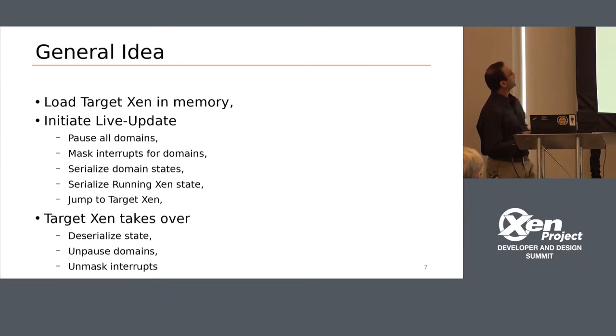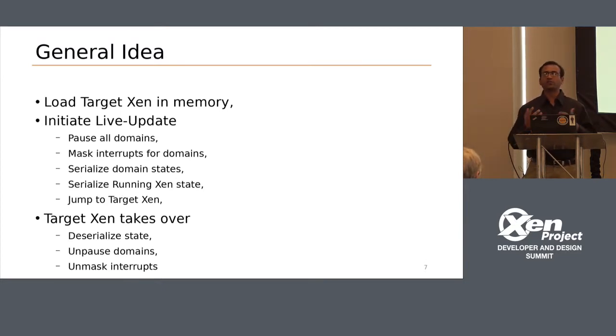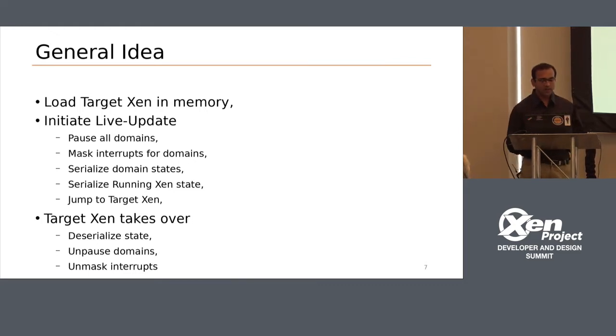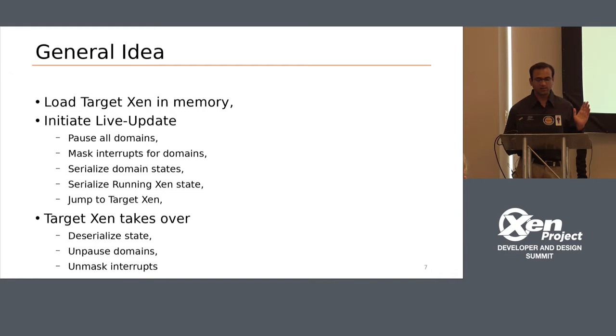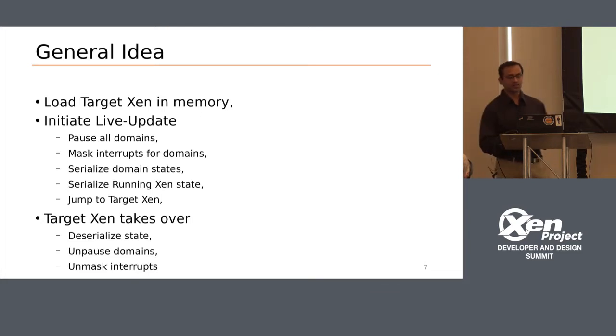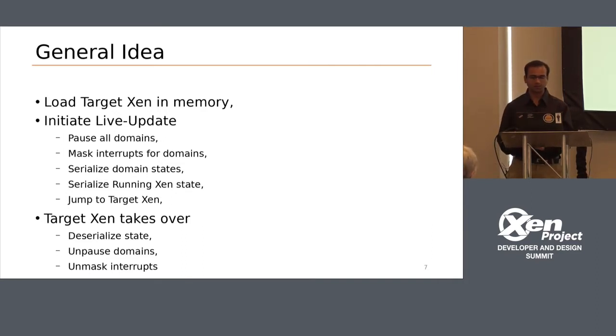The general idea here is to load a target Xen image in memory and initiate a live update operation, which involves pausing all the domains, masking interrupts for the IRQ lines, serializing domain states, serializing Xen state, jumping to the target Xen binary, and then target Xen takes over execution and undoes the earlier work, which is deserializing state, unpausing the domains, and going about its usual work.